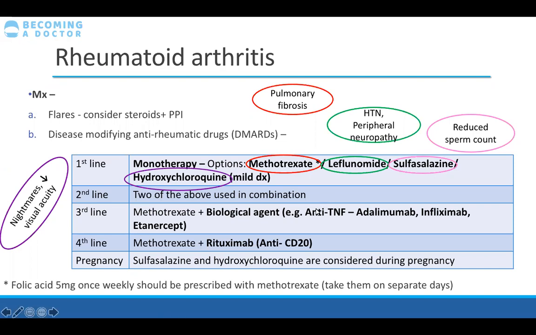If someone is on an anti-TNF medication, such as adalimumab, infliximab, or etanercept, they can have reactivation of TB or Hep B. And if someone is on rituximab, then they can experience night sweats and thrombocytopenia. So these are just things that you should be aware of.